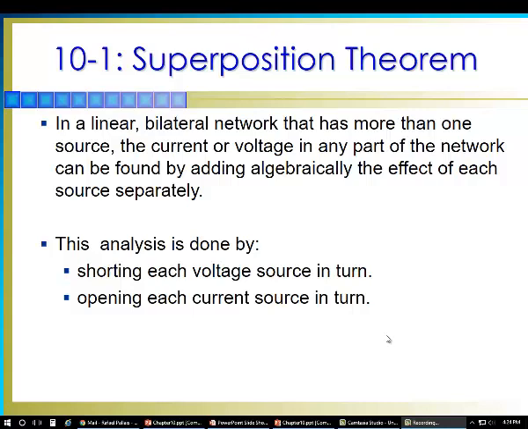So this analysis is done by shorting each voltage source in turn, meaning that if we have multiple voltage sources on the circuit, we will eliminate the source by putting a straight line through it. And if we have a current source, then we will remove the source, like if we have an open circuit.